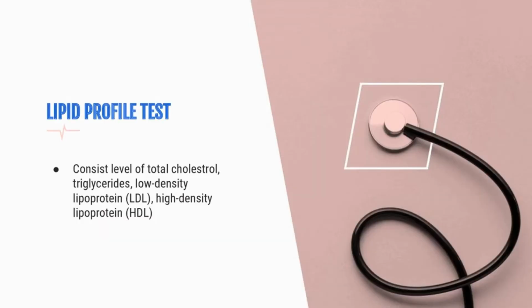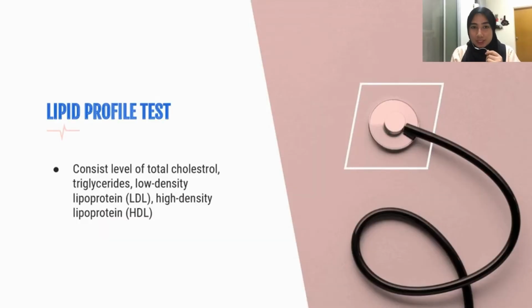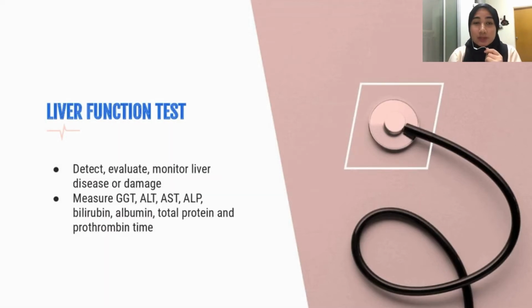range. Next is lipid profile test. Lipid profile test consists of a level of total cholesterol, triglyceride, low density lipoprotein, known as LDL, and high density lipoprotein, HDL. Another test is liver function test. It detects, evaluates, and monitors liver disease or liver damage.